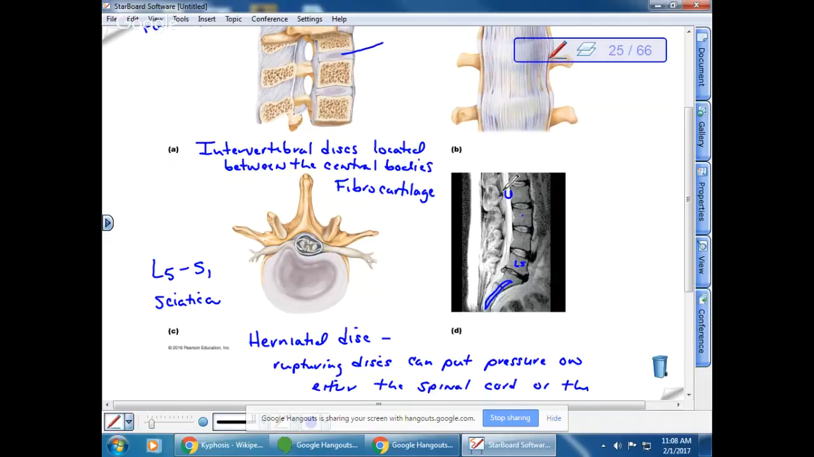And the point that the physical therapists make is that you can have herniations up and down your spine and have no symptoms, right? So the question is, do the symptoms actually come from the herniations themselves? Okay, so those are the intervertebral discs, and we'll talk a little bit more about what they are made of when we talk about the joints.